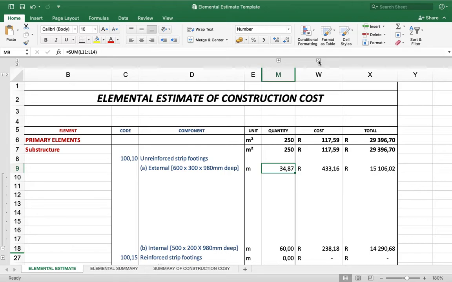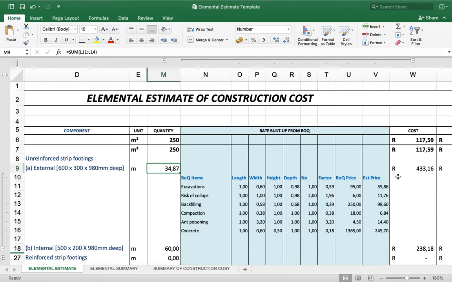I did the same to calculate my rate. I just added in some columns next to or between my quantity and my cost, next to my component, and I've listed all the bill of quantities items as listed in the Guide to Elemental Estimate. So you will recognize this from your Guide to Elemental Estimate: excavations, risk of collapse, backfilling, compaction, antipoisoning, and concrete.